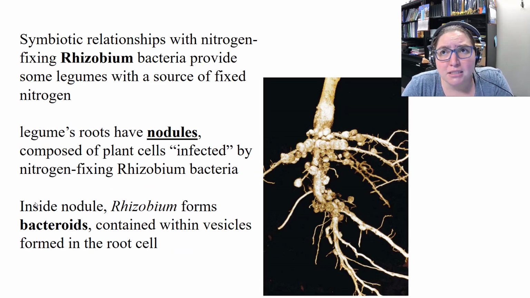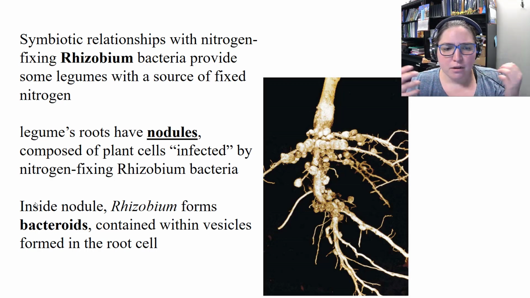We said that some bacteria form kind of an intimate relationship with plants. This should be a review from Unit 1 when we talked about the rhizobium bacteria. Rhizobium bacteria live in nodules of legumes. A legume would be like a bean plant, but they're not all beans, but that's just a good example of a legume that you maybe have heard of before. These nodules are infected by these nitrogen-fixing rhizobium bacteria, but to say they're infected doesn't mean it's bad that they're there. And inside the nodule, the rhizobium forms bacteroids, which are going to be inside the vesicles of the root cells themselves.